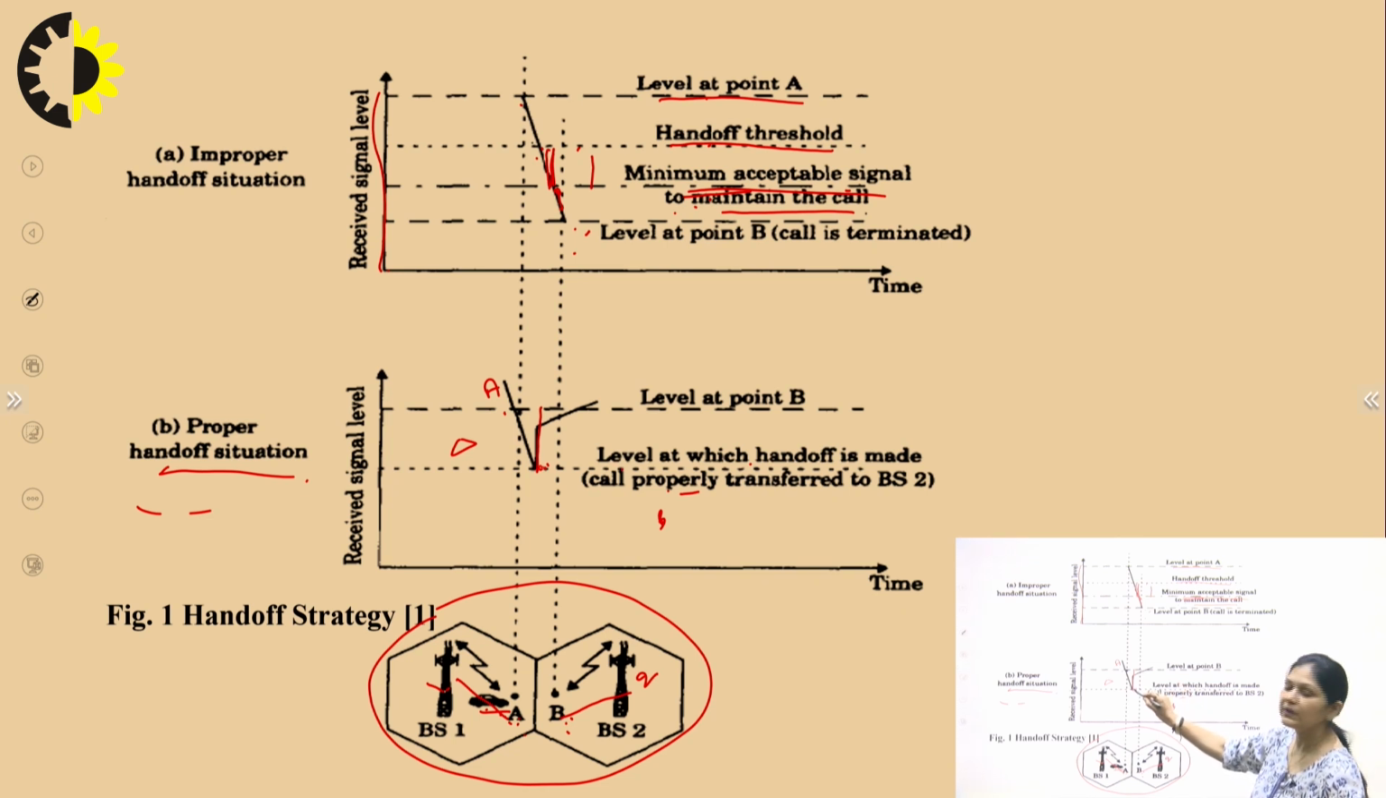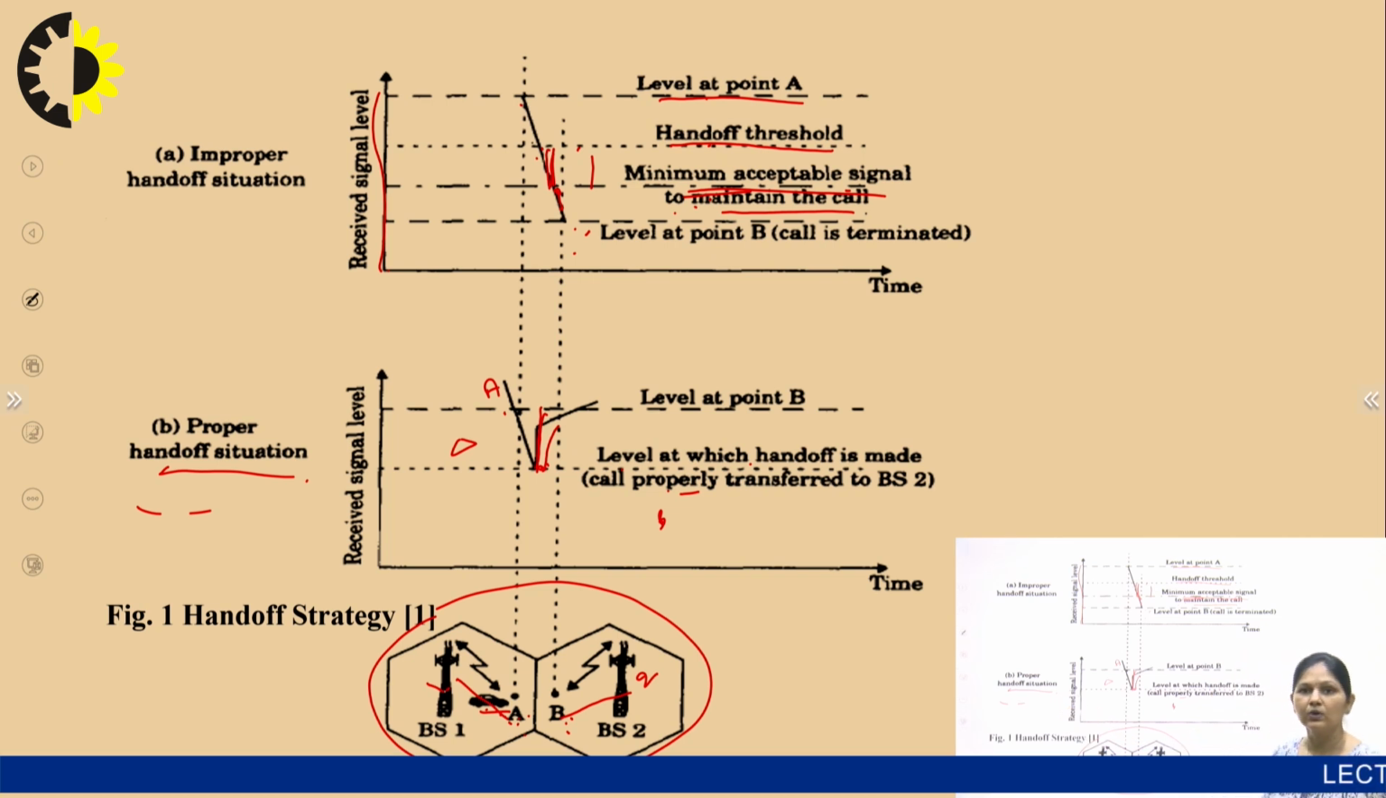The decision has been taken by the MSC to transfer control from base station 1 to base station 2. In this case, you can see the signal power has increased again because at this point the handover has been taken by the MSC. So this is the case of proper handoff. The call has not dropped, and the user who was already connected with base station 1 is now connected with base station 2, and the call is on. So this is a proper handoff situation.